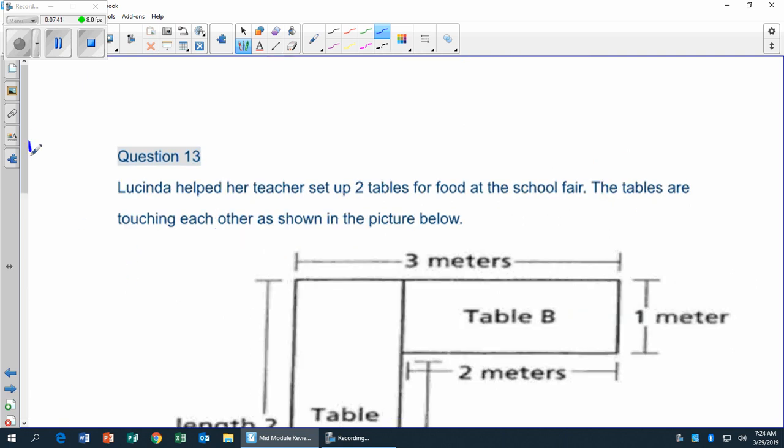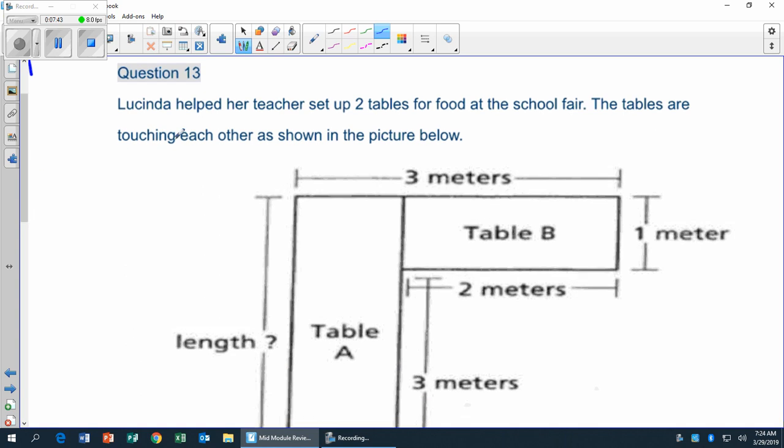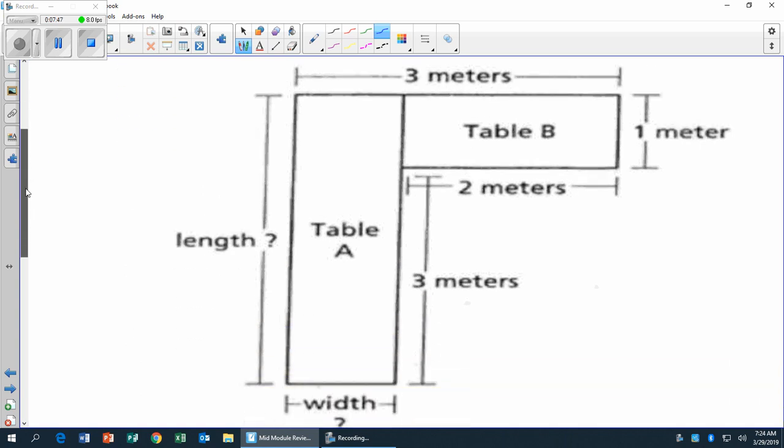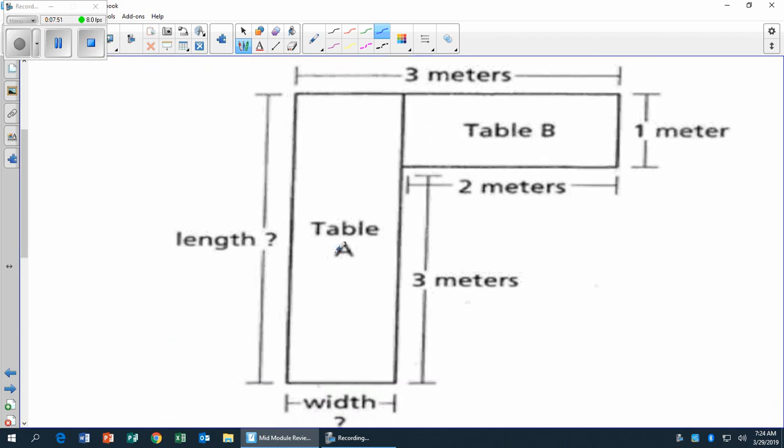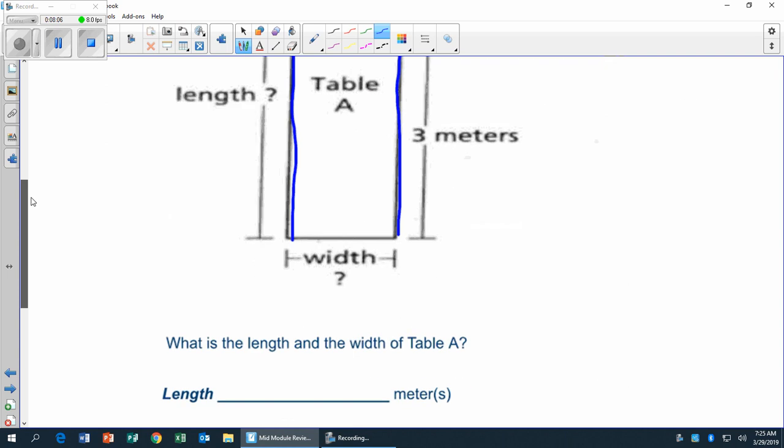Okay, question 13. This time we have to fill in. Lucinda helps her teacher set up two tables. They're touching each other. So we see our picture. And it says, what's the length and width of table A? So we're going to start with trying to find the length here, which is this one. And we're going to see that we have this 1 and this 3 added together. When you add 1 plus the 3, that will match that whole other side. So we do 1 plus 3, and that would give us 4 meters.